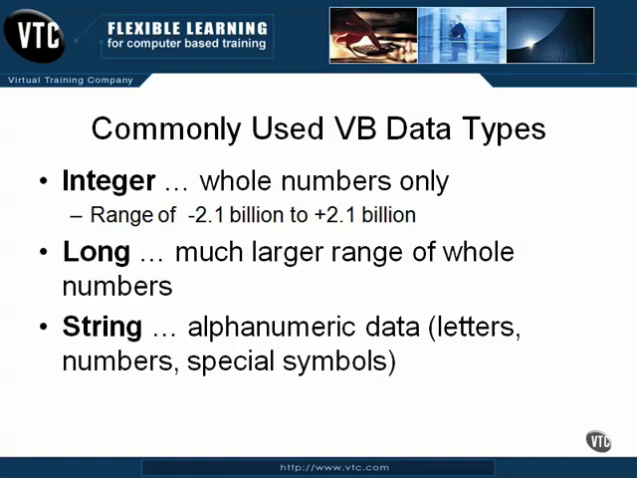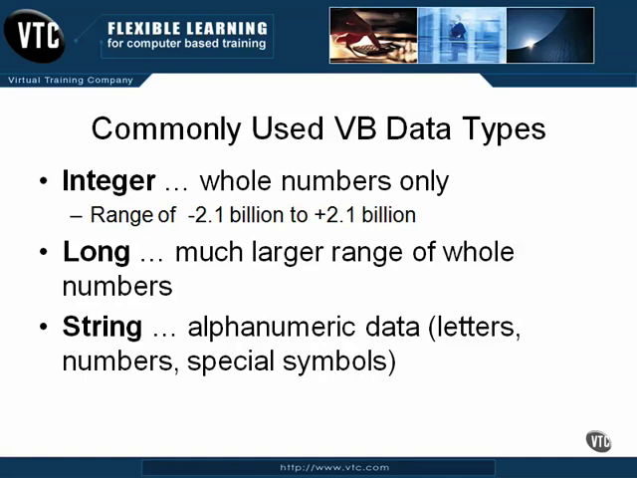A string data type is used whenever you are trying to represent alphanumeric data. Alphanumeric data is anything that consists of letters, numbers, and special symbols. Again, a person's name would be a string. A person's address would be a string. Anything technically could be a string, but the key difference is how it is to be used.